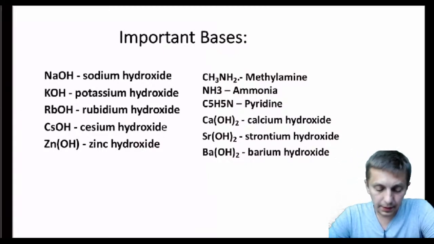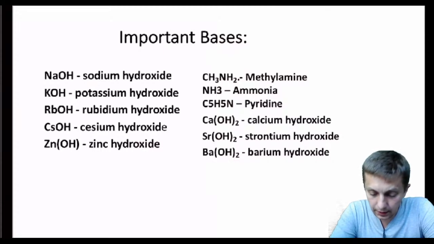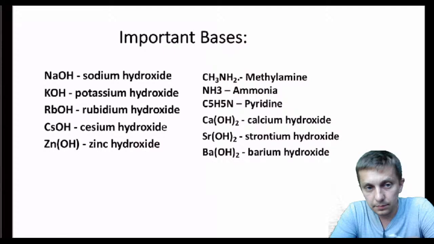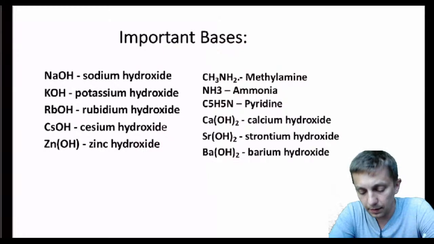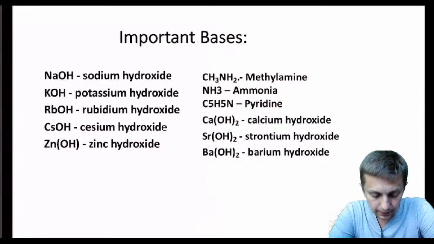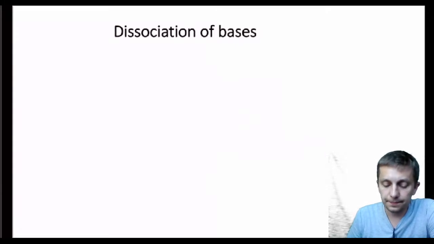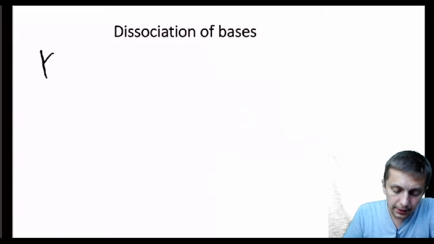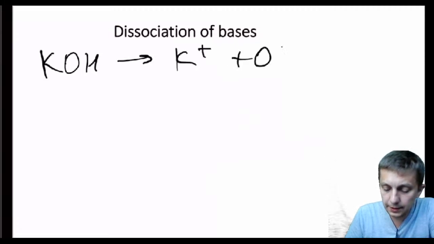The most important bases: NaOH, it's the cheapest strong base. KOH, also very often used in pharmacy. Methylamine is contained in fish and gives the smell of fish. It comes from amines. Ammonia, probably everyone knows. So bases dissociate like acids. Strong bases dissociate completely into OH minus and what is left.